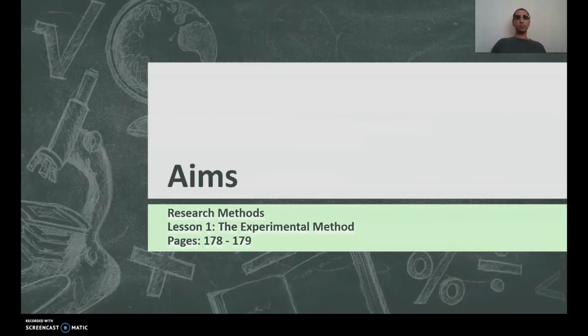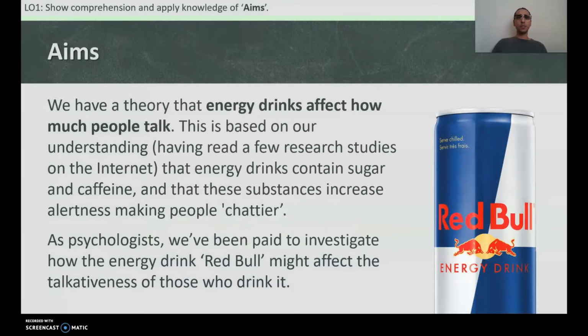Let's start with the aims, though. So this is page 178 and 179 in your textbook. Aims. We have a theory. So I'm going to give you an example. This is the hypothetical that we're going to use in this lesson, right? It's a hypothetical experiment. We have a theory that energy drinks affect how much people talk. This is based on our understanding, having read a few research studies on the internet, that energy drinks contain sugar and caffeine, and that these substances increase alertness, making people chattier. I might also get this from some of my own personal experiences. I might have that understanding.